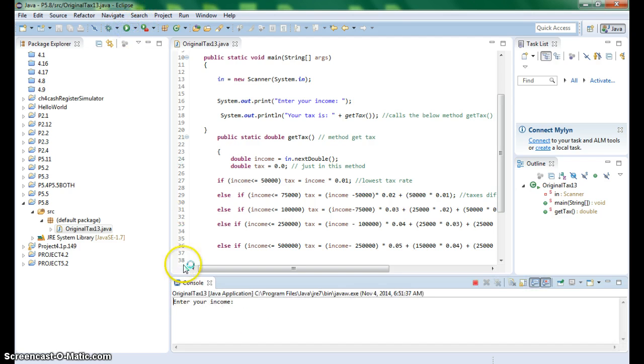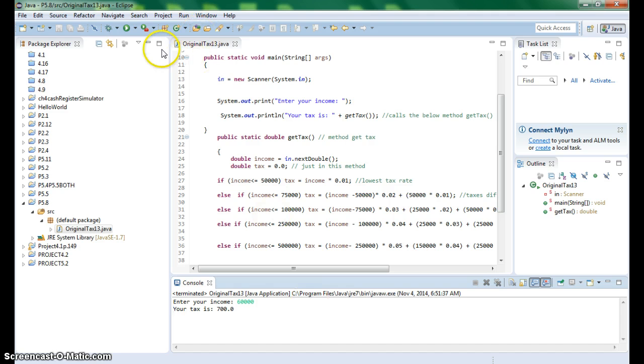Run it again, over 50,000 up to 75,000. So I'm going to put 60,000. And the tax is $700. If it was a straight 2%, I think the tax would be like $1,200 or something like that.